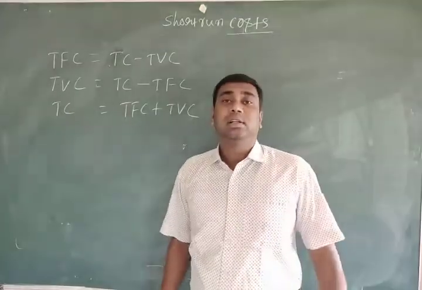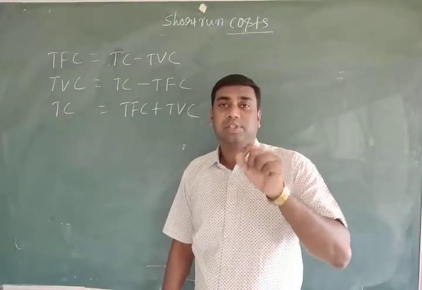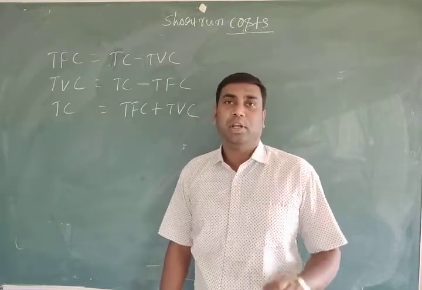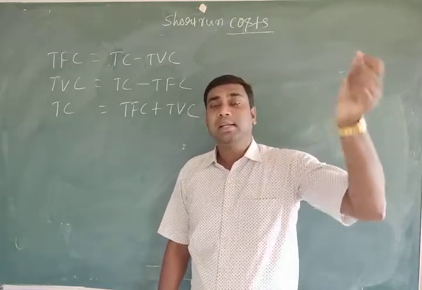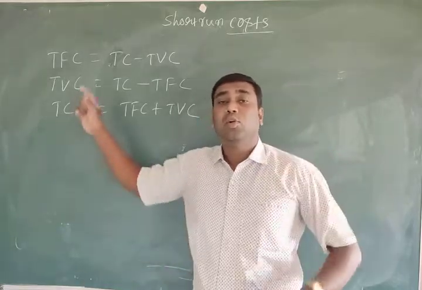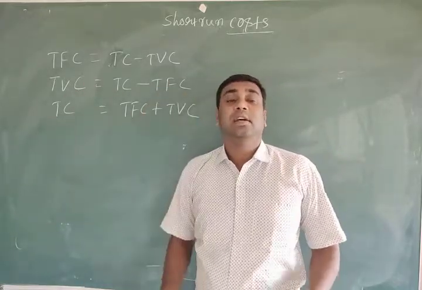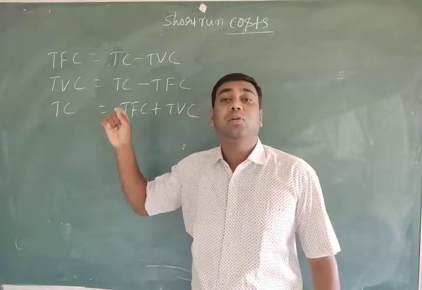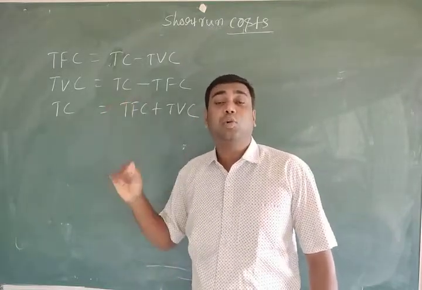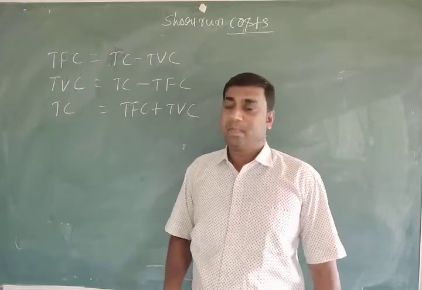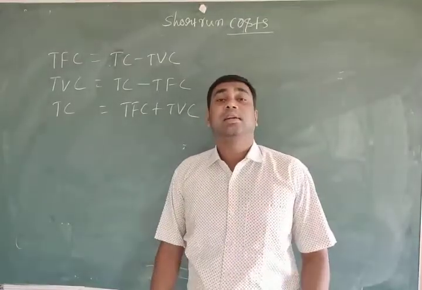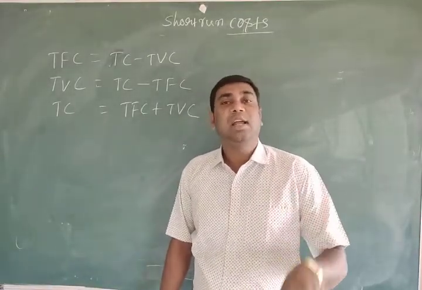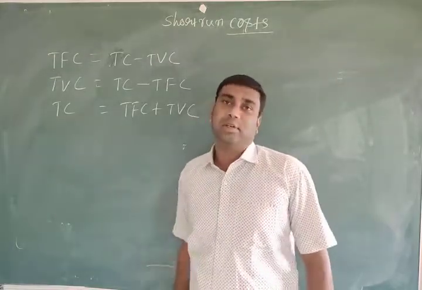Then TVC, the cost will change along with the output. If output increases, total variable cost also increases. If the output decreases, total variable cost also decreases. If the output is zero, total variable cost is also zero. Then TC is the sum of both TFC and TVC. Okay, up to this we discussed.